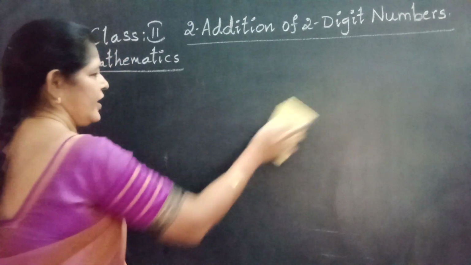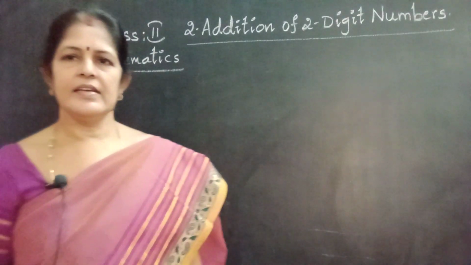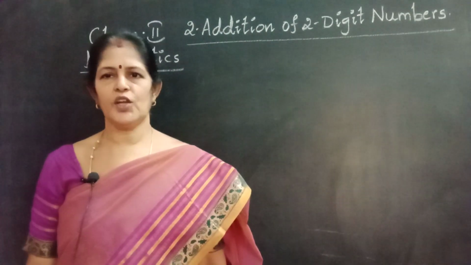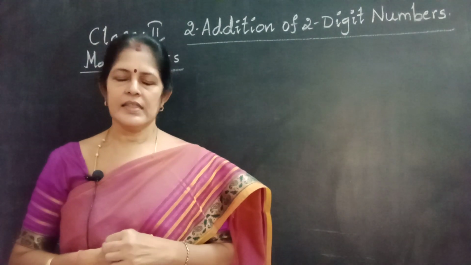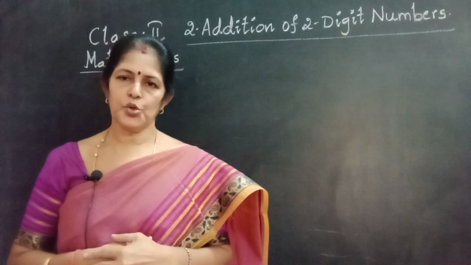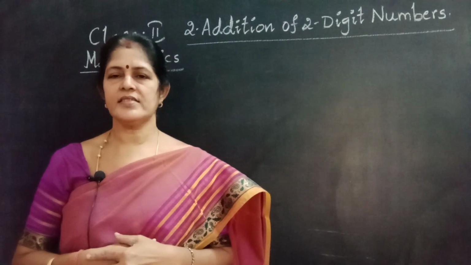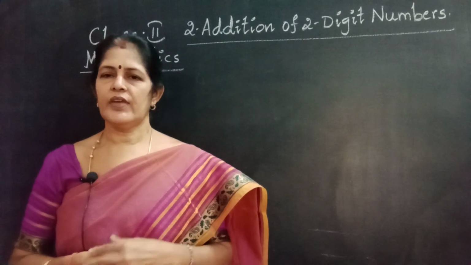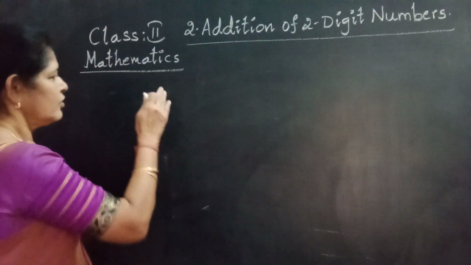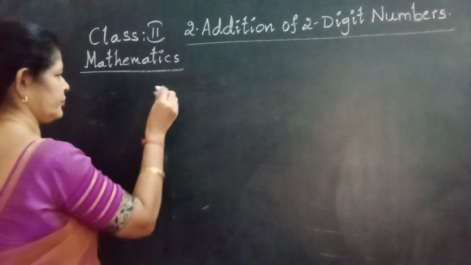In the same way, 2-digit numbers without regrouping and with regrouping, 2 lines: first number, second number. In the same way, 2-digit numbers, 3 lines, without regrouping and with regrouping. First I am going to show without regrouping.